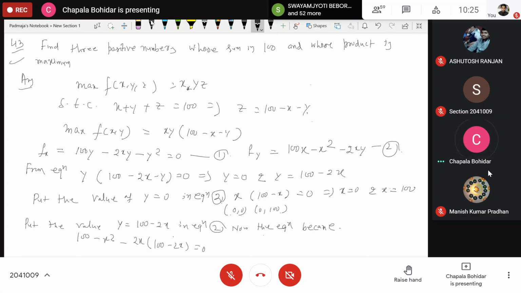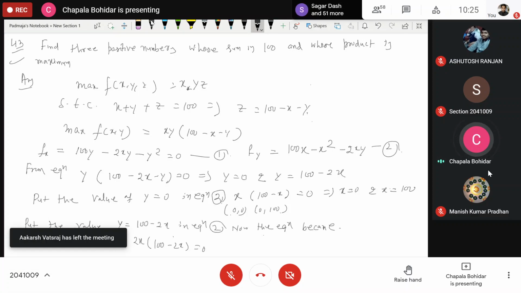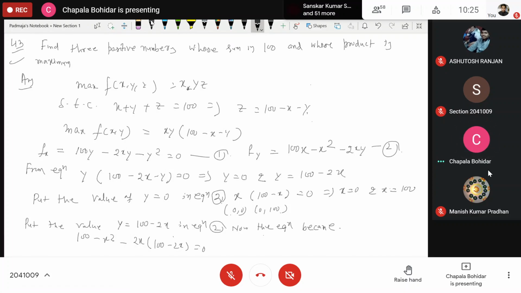Simplify. You simplify and find out the value of x. Find out the value of x. Here, 100 minus x square minus 200x plus 4x square equal to 0.